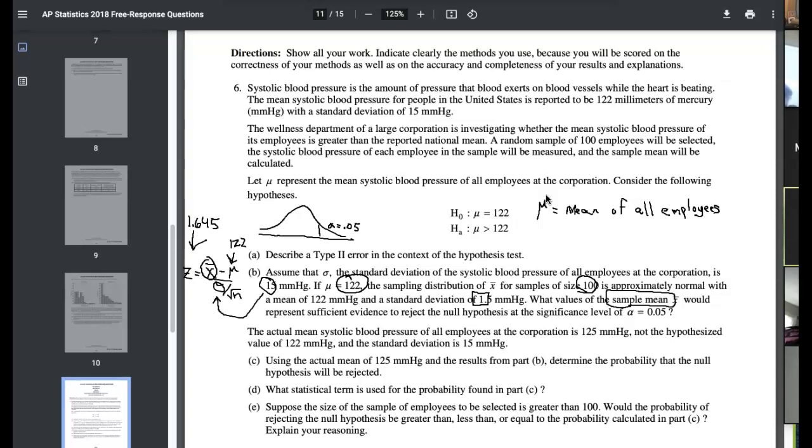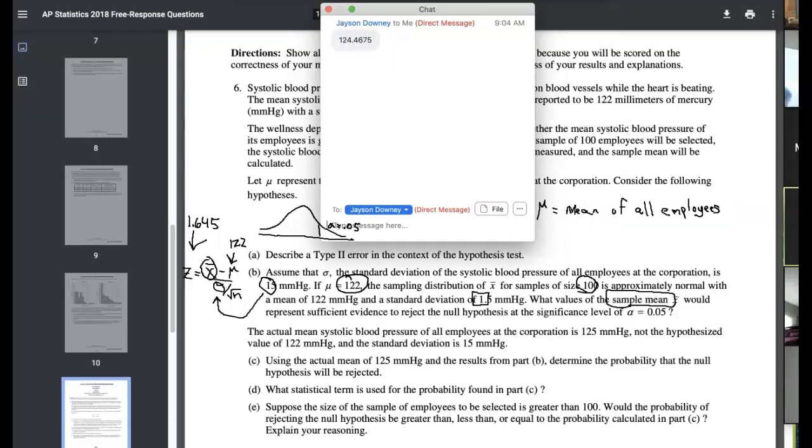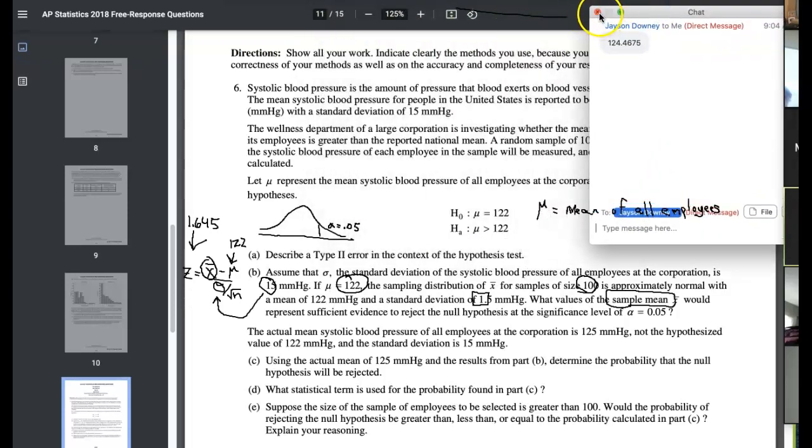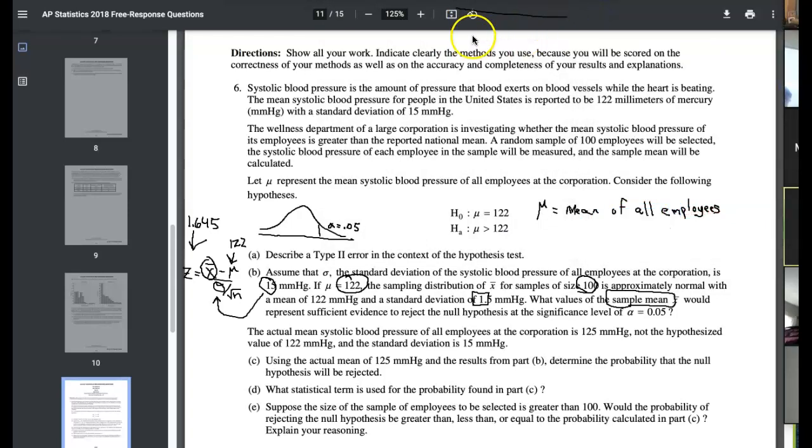I think you get like 124.6 or something like that. So I would do standard deviation over the square root of n first and get that number as a decimal. 124.4675. Cool. That looks good.